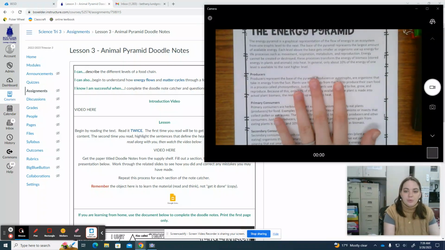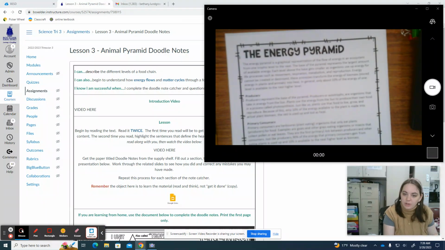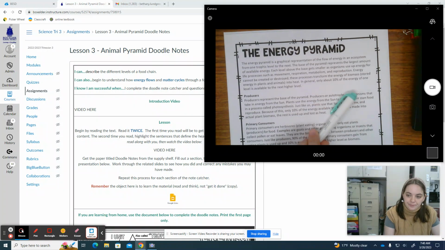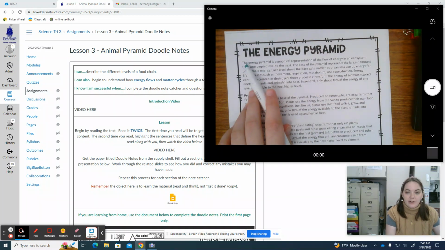You are going to read this twice. The first time, you're just going to read through it really quickly. You're just browsing, kind of getting the gist of what it's talking about. The second time you read through it, I want you to read carefully. You're going to use your highlighter. You're going to highlight the sentences that define what the header words say.